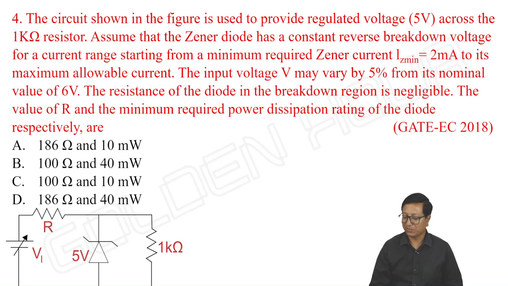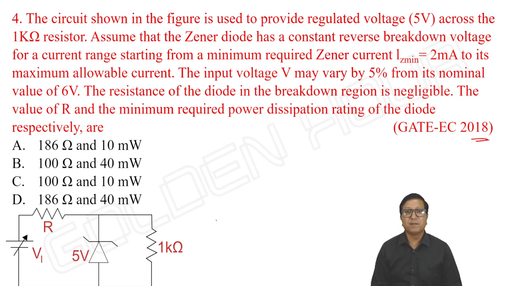Next, see this question, 2018 electronics paper. The circuit shown in figure is used to provide a regulated voltage of 5 volts across 1 kilo ohm resistor. Okay. Assume that the Zener diode has a constant reverse breakdown voltage for a current range starting from a minimum required Zener current IZ minimum of 2 milliamperes to its maximum allowable current. IZ maximum is not given.